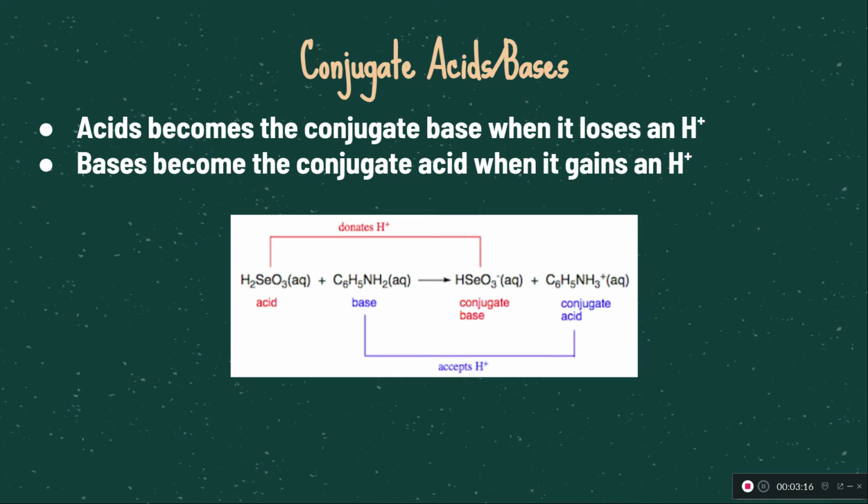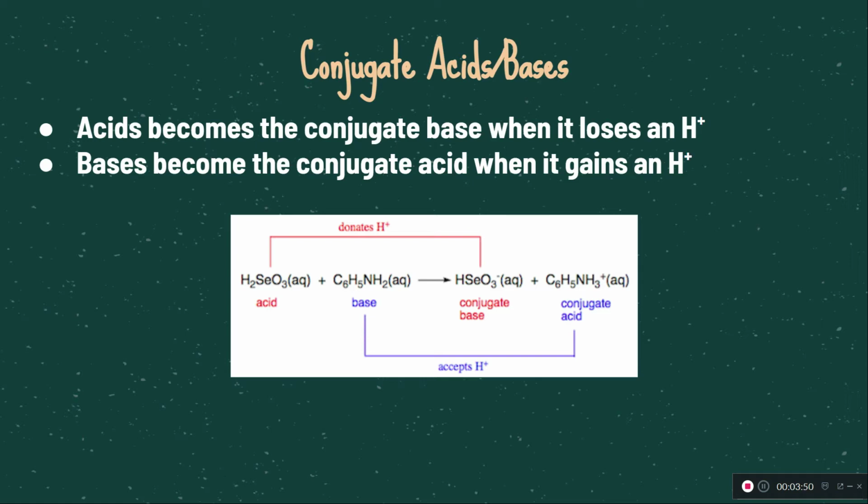Let's recall and remind ourselves of conjugate acid-base pairs. Acids become conjugate bases when they lose a hydrogen. For example, H2SeO3 donates its hydrogen in the reaction to become HSeO3-, the conjugate base. On the other side, bases become conjugate acids when they gain a hydrogen. So C6H5NH2 accepts a hydrogen from the acid, thus becoming C6H5NH3+.